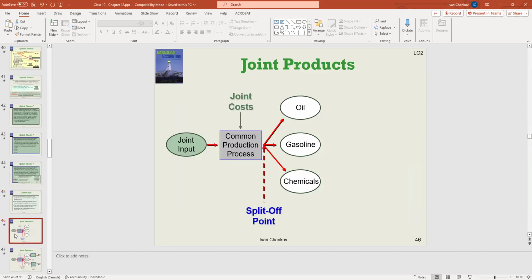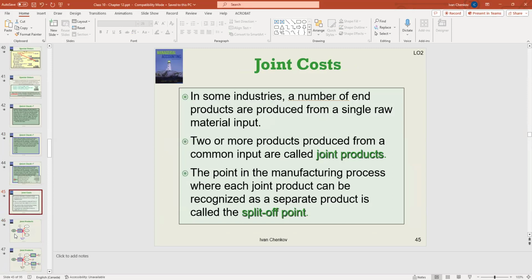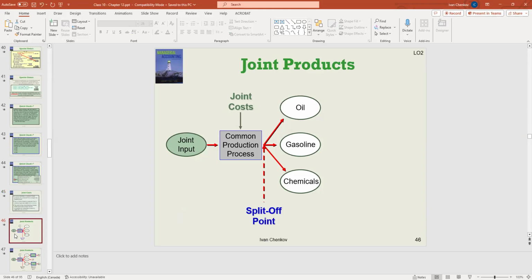Joint product, that's something interesting. In some industries, a number of end products are produced from a single raw material. Two or more products produced from the common input are called joint products. And the point where the manufacturing process for each joint product can be recognized as a separate product is called the split-off point. So the joint costs are up to this point. Now we have a split-off, and now we have oil, gasoline, and chemicals.